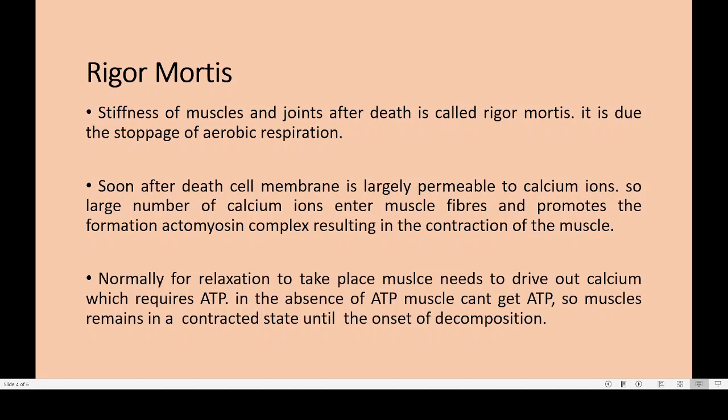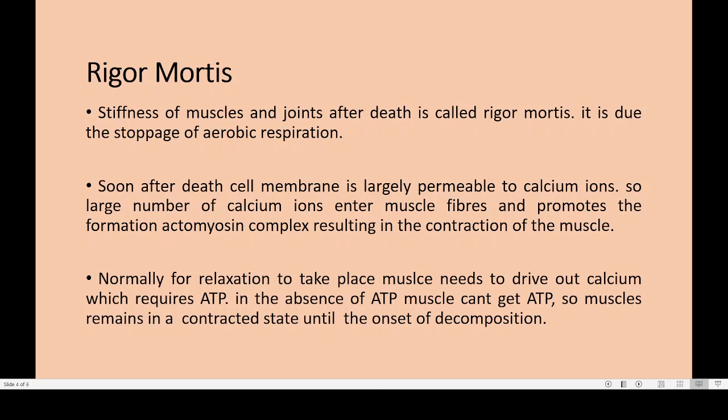So stiffness of the muscle and joints after death is called rigor mortis. It is due to the stoppage of aerobic respiration. What is aerobic respiration? Respiration using oxygen. Because a dead person won't be able to take any oxygen, the person will not be able to respire and oxygen will not be utilized, and this is the situation in which muscles are in a state of partial contraction.